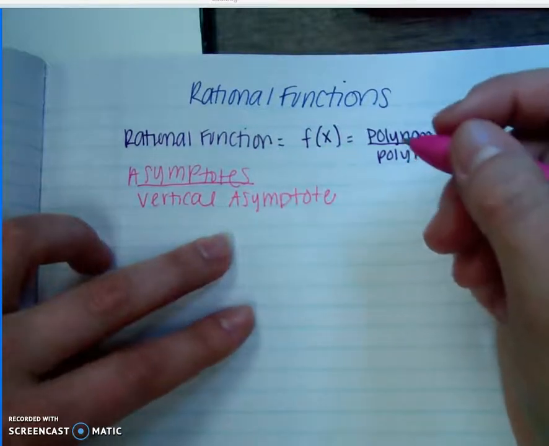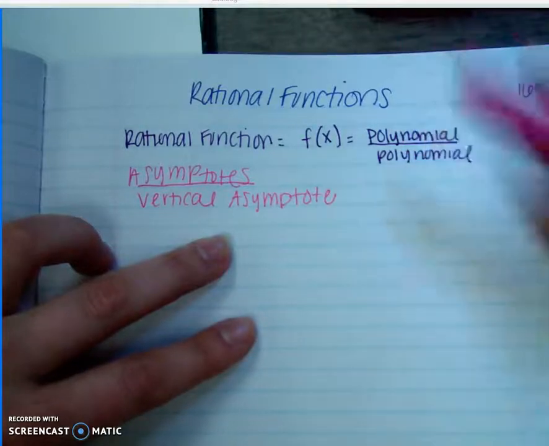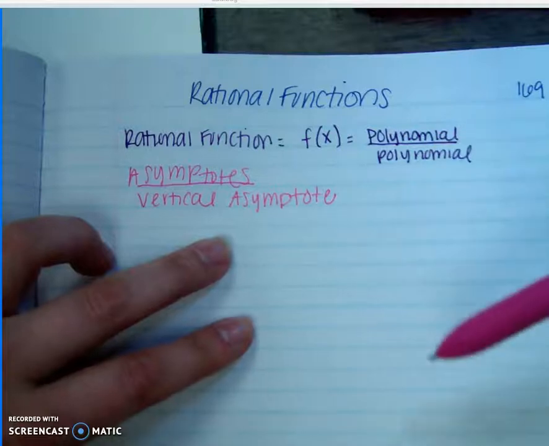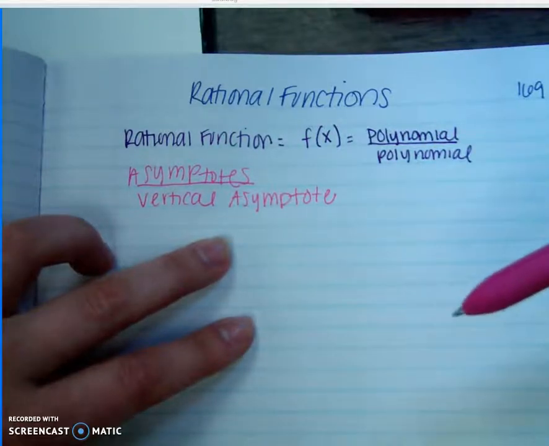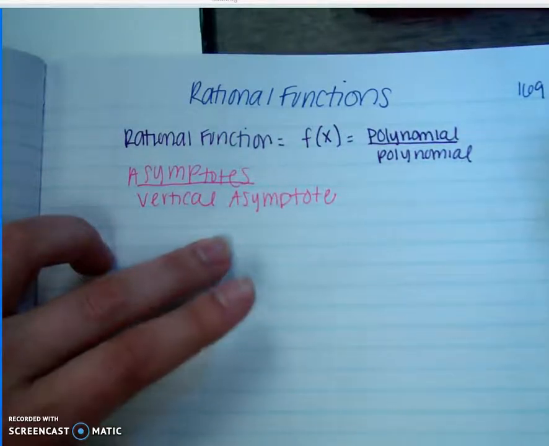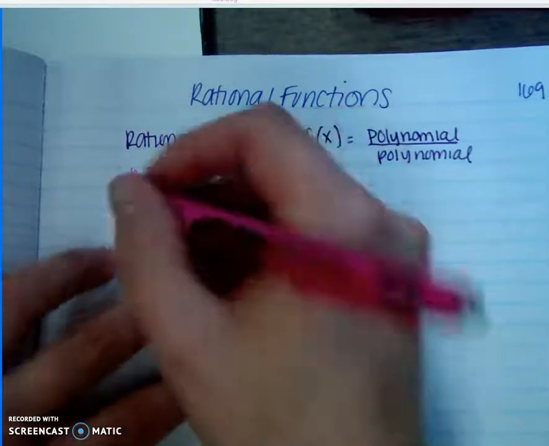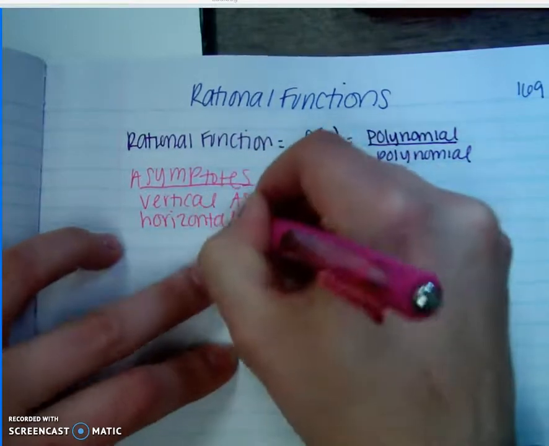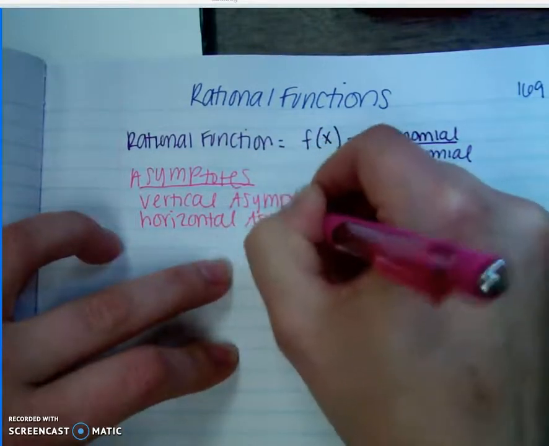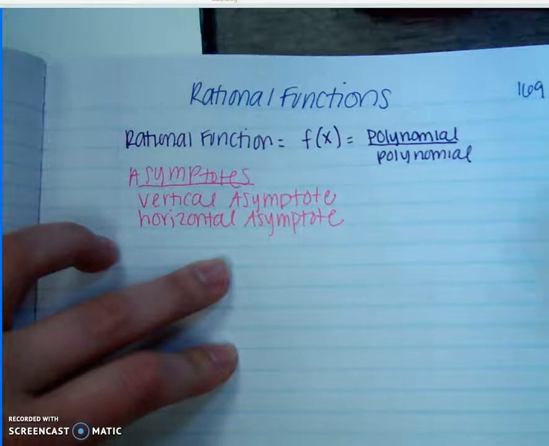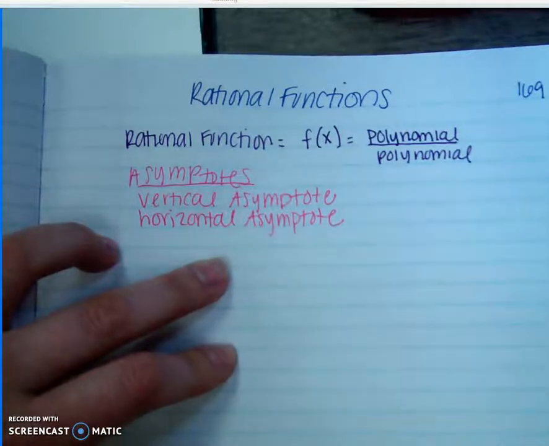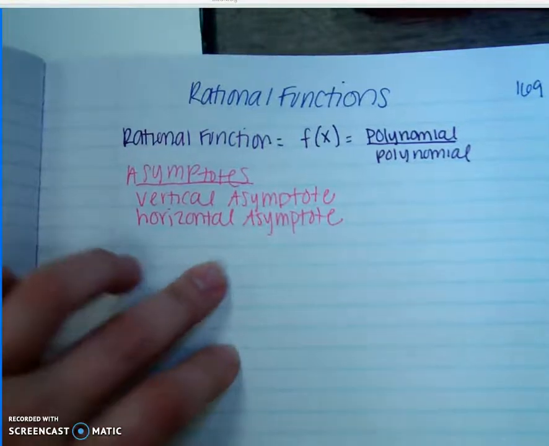And essentially this is going to be a line vertically through your graph that the function comes close to but doesn't touch. Okay? And there's a horizontal asymptote. Again, it's going to be horizontally aligned through the graph that the function comes close to but doesn't quite touch.